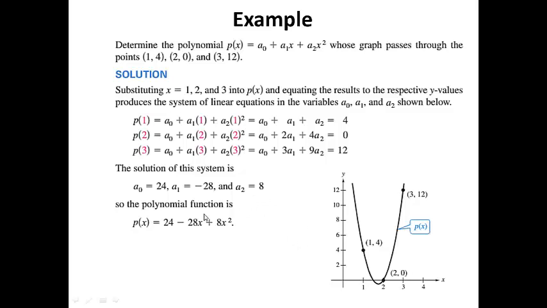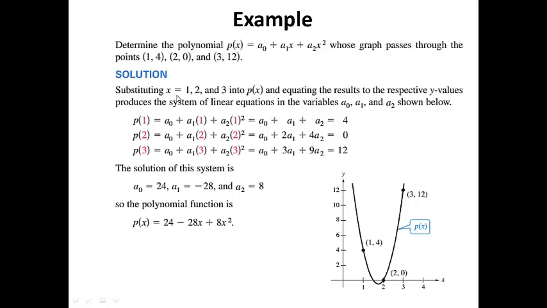Okay, a quick and simple example. Determine the polynomial function p(x) = a0 + a1x + a2x^2 whose graph passes through the points (1, 4), (2, 0), (3, 12). Now recall that we may not necessarily give you this polynomial function as it is. A standard way to ask this question would simply be: determine the polynomial function whose graph passes through the points (1, 4), (2, 0), (3, 12). It is understood that since there are 3 points, you should have a polynomial of degree 2.